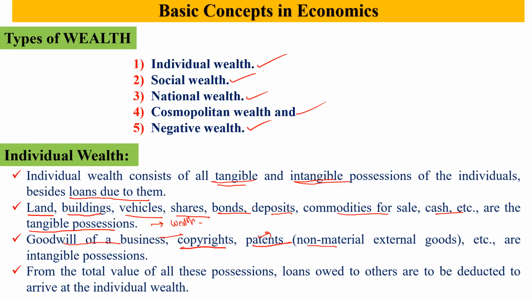From the total value of all this wealth, we deduct the loan taken by an individual. Suppose there is an individual A, he has some wealth, say 10,000 rupees, and he has taken a loan of 2,000 rupees. So when we deduct this 2,000 from his total value of wealth, the actual value which he has, that is 8,000, will be his individual wealth. So when we deduct the loan amount, we get the individual wealth of any individual.